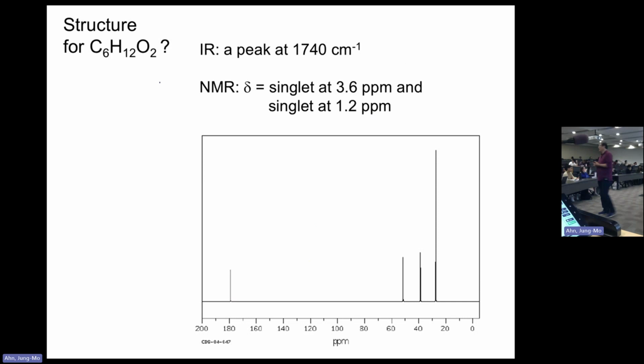The IR shows a peak, even though the spectrum is not shown, but it recognizes we have a peak at 1740, right? 1740, that is where the typical carbonyl shows up, but it's a little higher than a normal carbonyl, right? So that indicates what we have: an ester, right? We have an ester. And then the proton NMR is like a singlet at 3.6 ppm, another singlet at 1.2 ppm. That's a little puzzling, so we're going to talk about that.